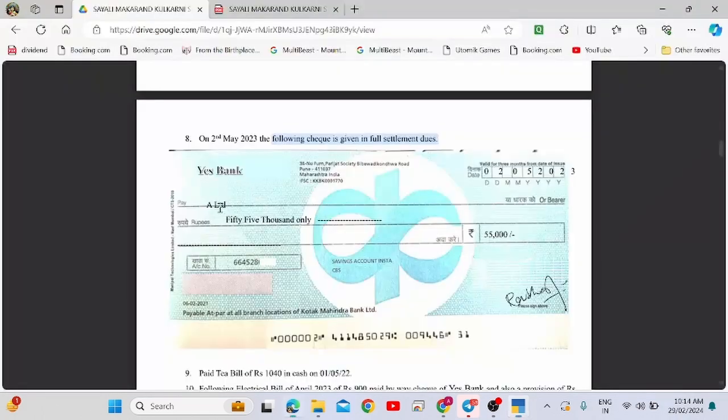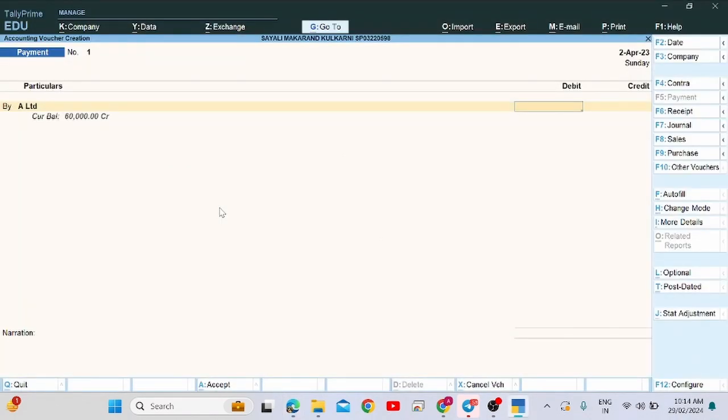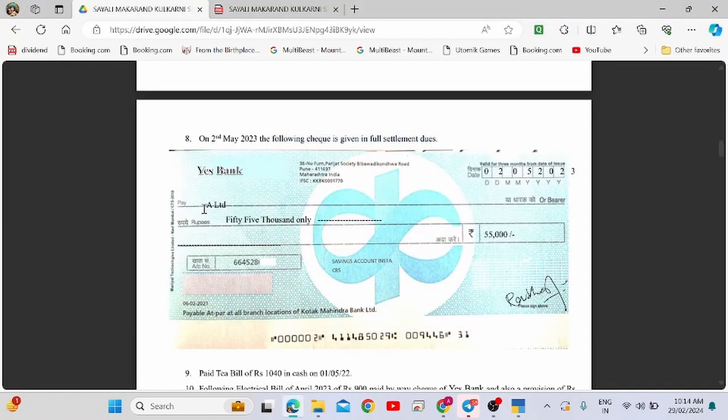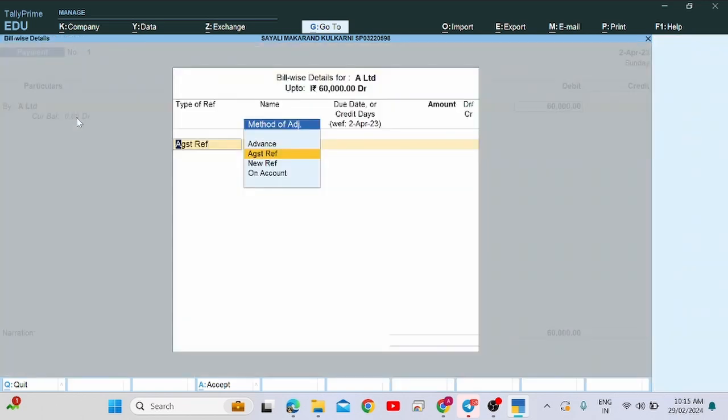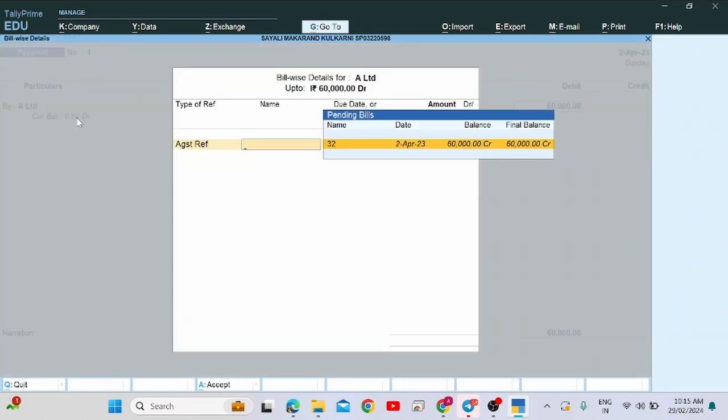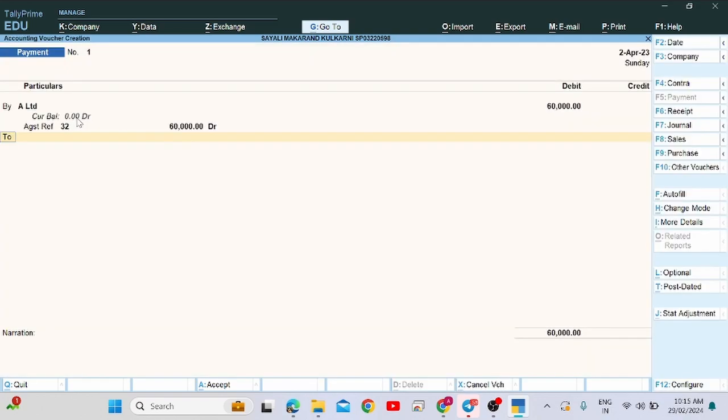If I have given to A Limited, try to type A Limited, you will get that. That ledger was there already, A Limited, and you have given 55,000 in full settlement. To A Limited you are required to give 60,000, and in full settlement of 60 you have given 55. Therefore, because of the words full settlement, you should write 60 here, you cannot write 55. If it were not in full settlement, then you could write 55, but we have paid this in full settlement, therefore write 60. And then against what? Against this bill only, 60,000.